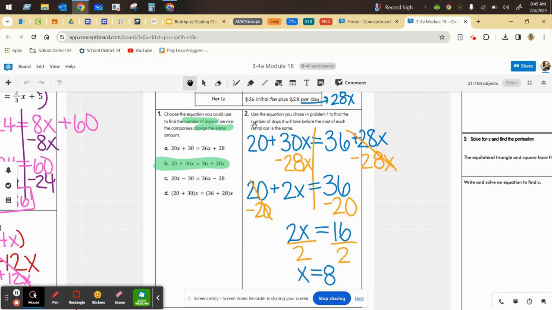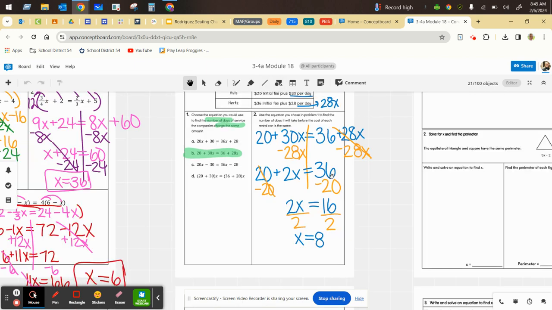Going back to the question, we want to know the number of days. So make sure you include your units. You would write 8 days. Units matter. You will lose points. So after 8 days, the 2 companies will cost the same.